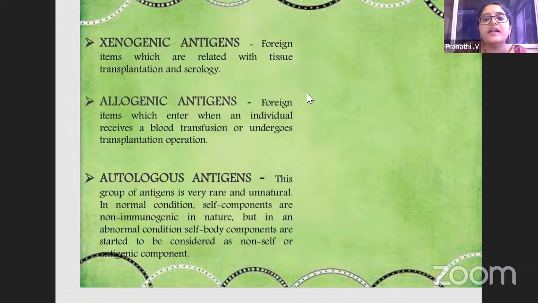Allogenic antigens, foreign items, enter when the individual undergoes a blood transfusion or there's any kind of transplantation again. And autologous antigens are rare and unnatural in normal conditions. It is self in nature and normal in fact.